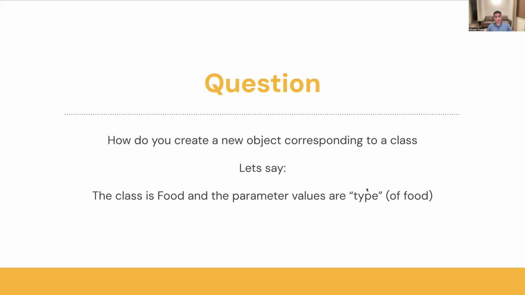Here's a question to think about. How do you create a new object corresponding to a class? Let's say the class is food and the parameter values are type of food. Take a moment, pause the video and think about that. Alright, now let's continue.